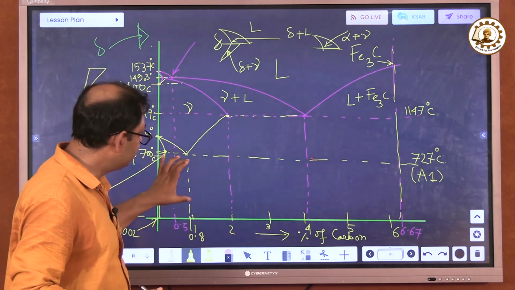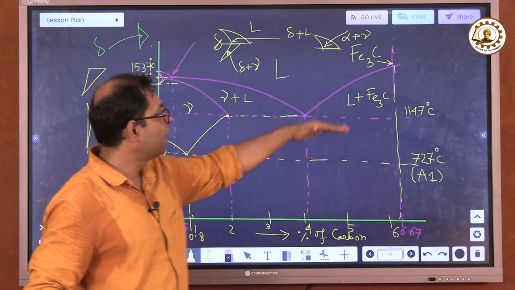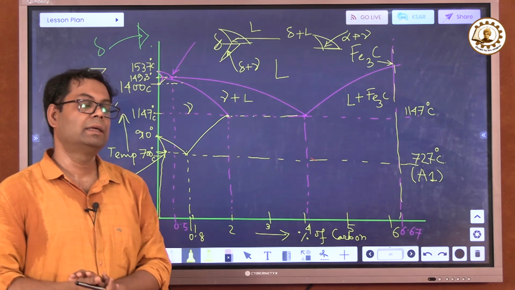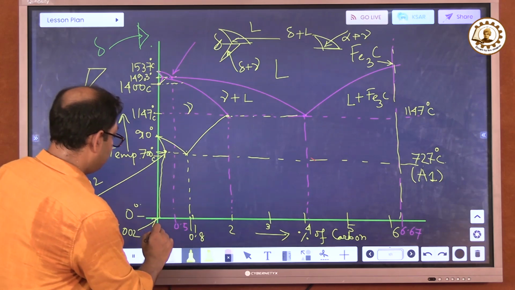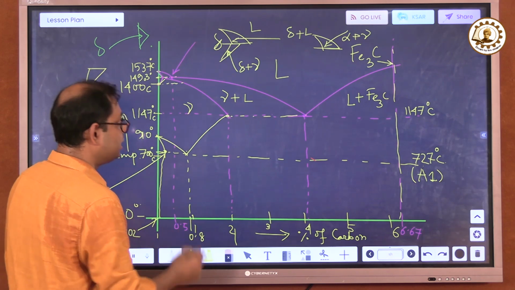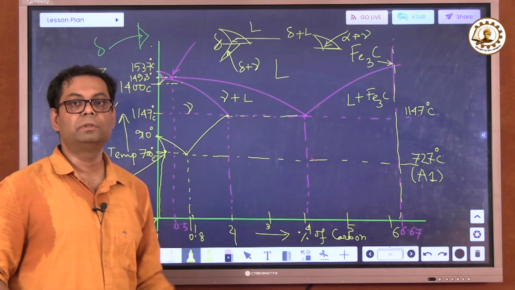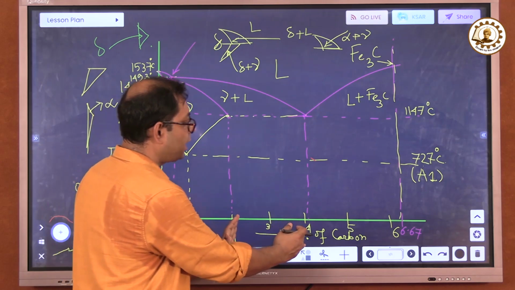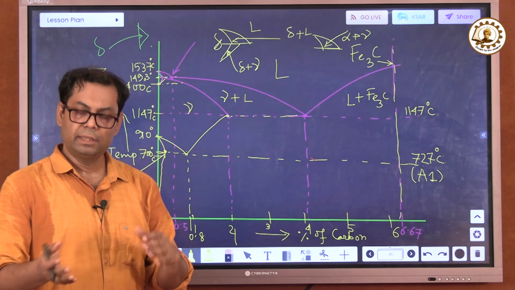So what is there in this particular region, which is below and above the 727 degree line and below the 1147 degree line? That is very important, and we are going to interpret it and try to understand it right now. But before that, you must know that from 0 to approximately 2% of carbon, this region is called the region of steel, and from 2% to 4% of carbon, it is called the cast iron region. So this part is the steel region, and this part is the cast iron region. Then from 4% to 6.67%, what is it called? Is it cast iron again?